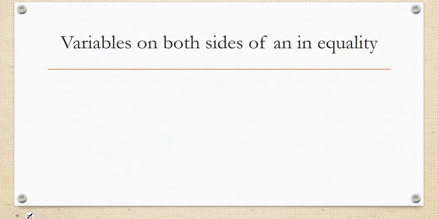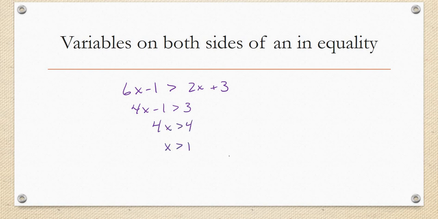Okay? So what happens if we have variables on both sides? For example, 6x minus 1 is greater than 2x plus 3. We're going to solve this just like we would if there was an equal sign there. Subtract 2x from both sides, add 1 to both sides, and divide by 4. So our solution is x is greater than 1.